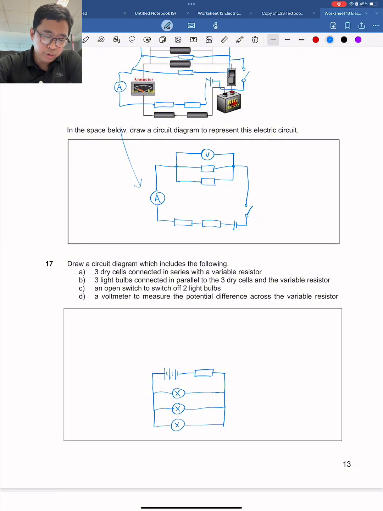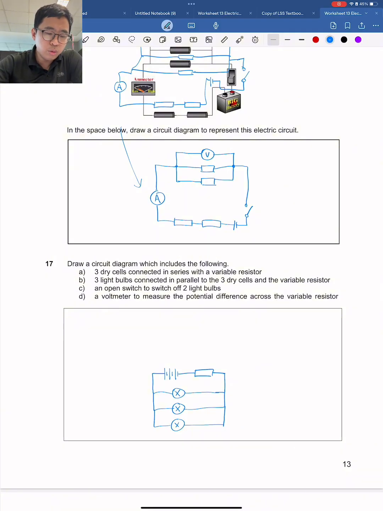In case you had drawn it like this, the reason you will remove this section is that this section will short circuit the light bulbs. So that's why you erase that section if you happen to draw that and are confused by that. If you aren't confused by that, then we just move on.